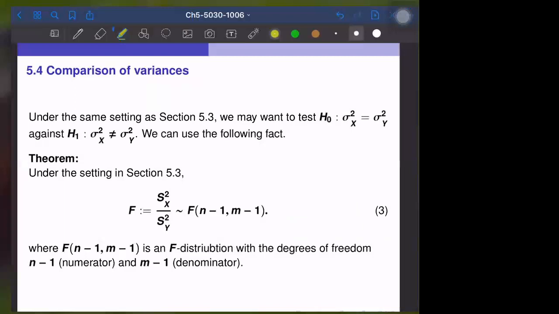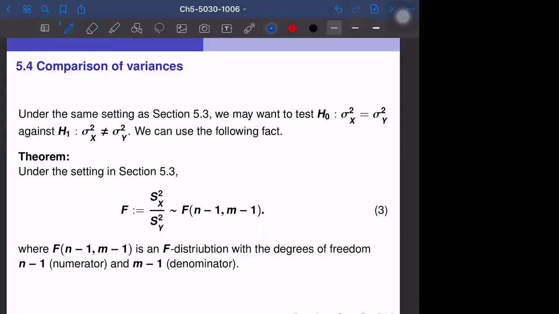Hi, the next section, 5.4, the competencies. So unlike the previous three sections, we test the variance. Suppose that we have X and Y, and we have several observations for each. X and Y may have different expectations and also may have different variances. And we want to compare sigma X and sigma Y.